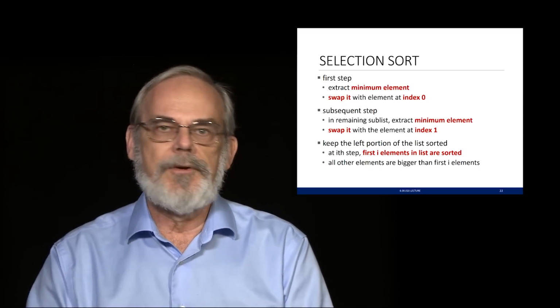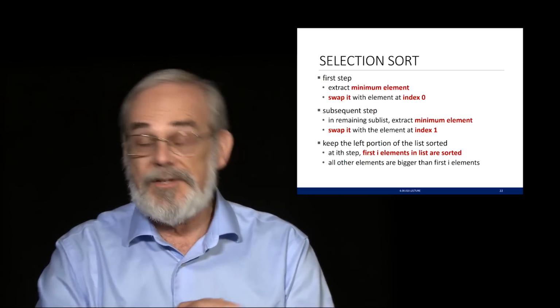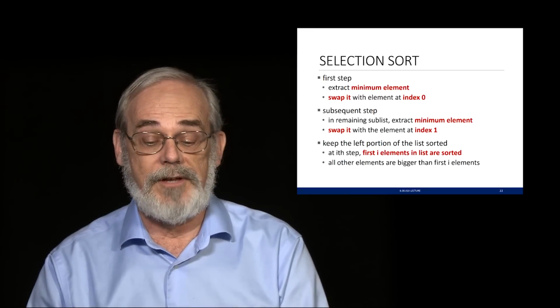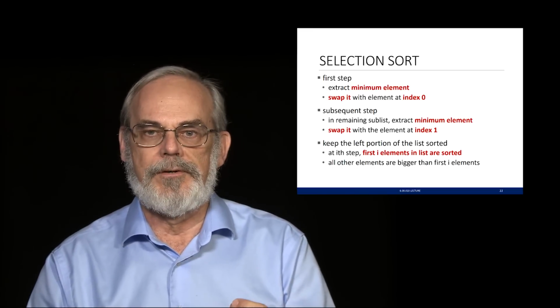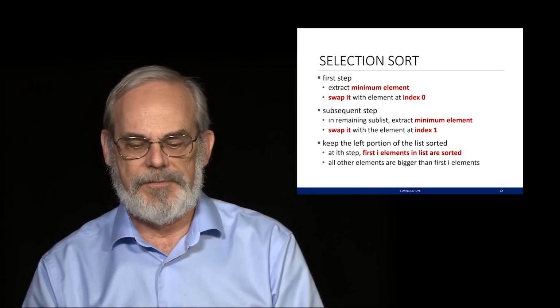On the first step, I'm going to find the smallest element, which means I'm going to have to look at everything, and I'm going to swap it with the element at index 0. I'm going to put the smallest element at the first spot.